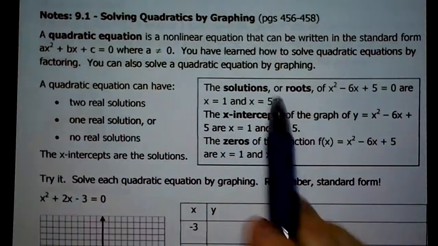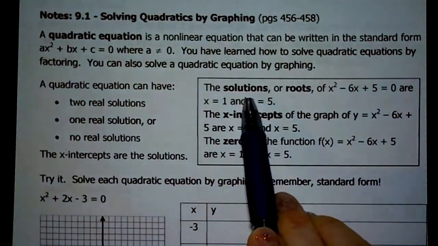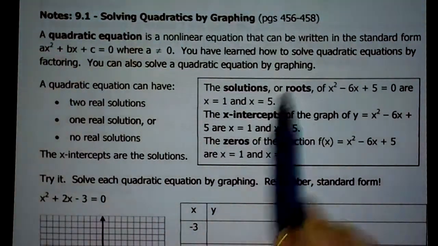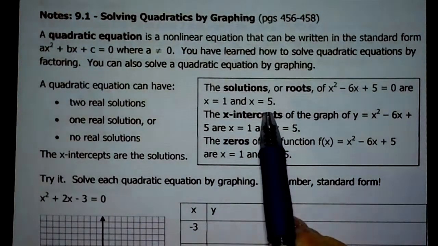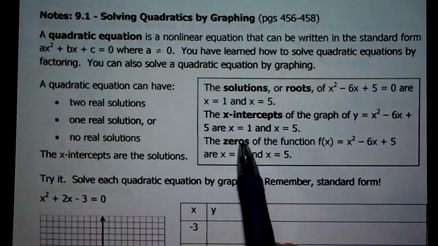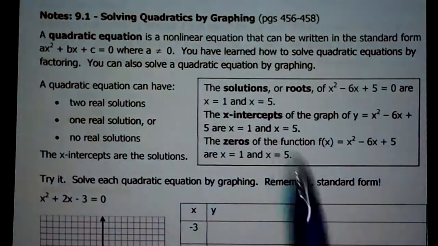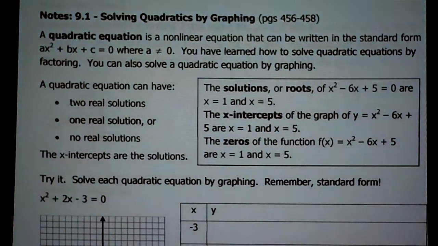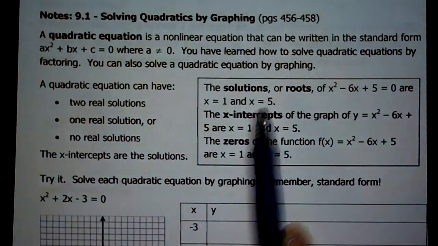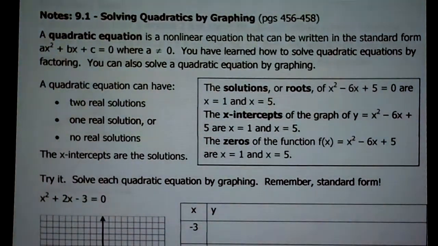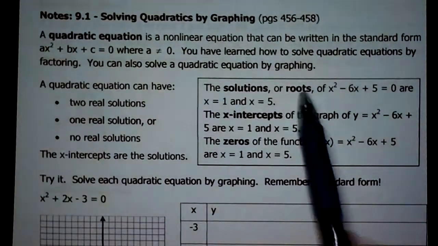So the solutions can be referred to, of course, as solutions. They're also called roots. And x-intercepts, we just said. And I might also ask you, what are the zeros of the function? When I say zeros, I'm talking about when y is 0, what x is. So those are the 3 ways I might ask you for an answer, or actually 4 with the roots.